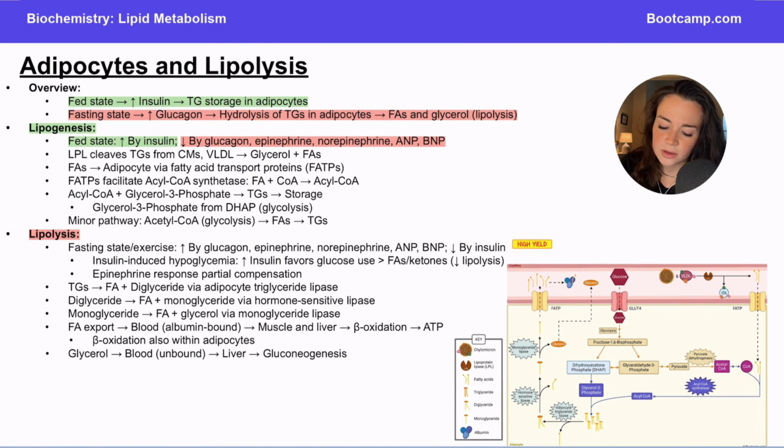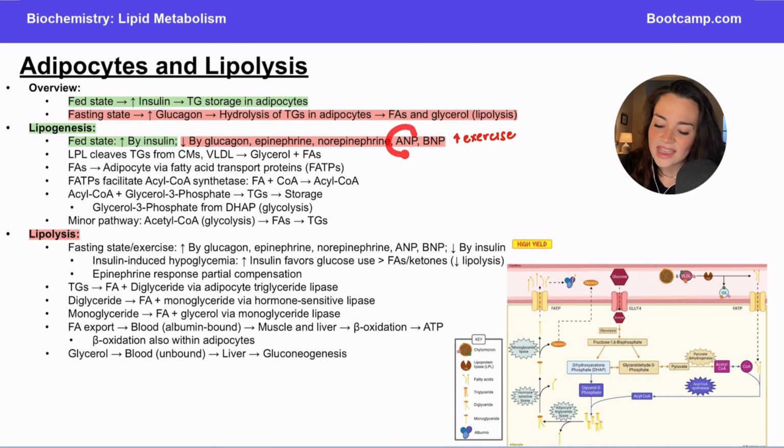And the best way to think about this epinephrine, norepinephrine, ANP, BNP situation is that those are all things that are increased during exercise. And during exercise, we can't be taking energy away, sequestering it out of the blood and putting it into storage. We need to make sure we have enough energy to do our exercise. So that should hopefully at least make sense to you with the epinephrine and norepinephrine.